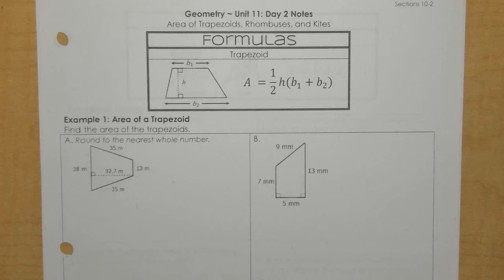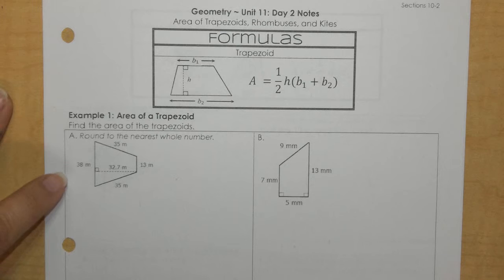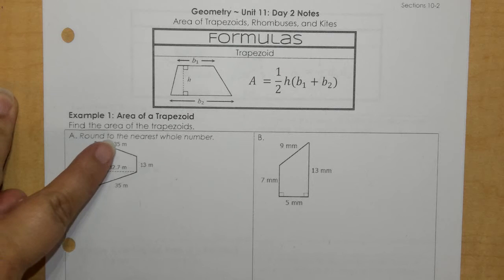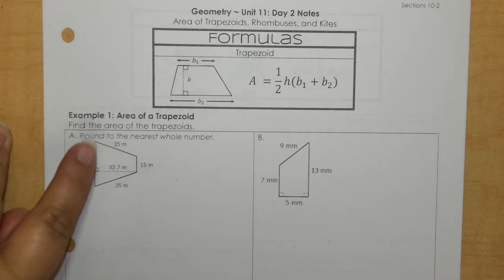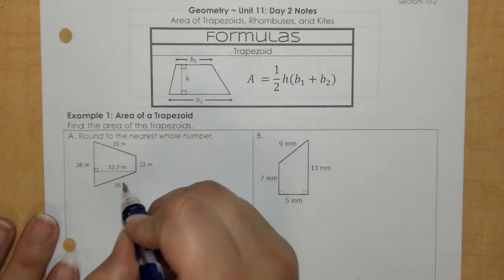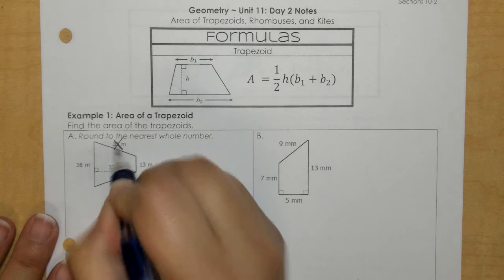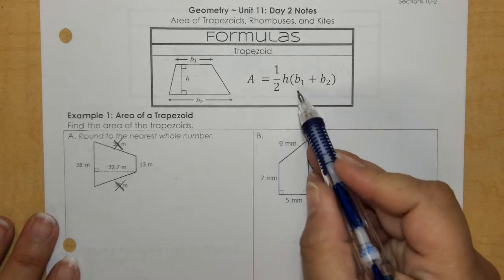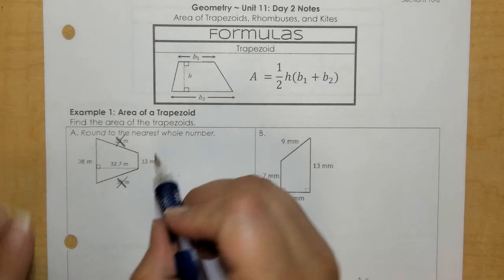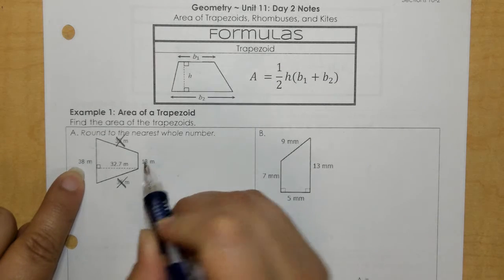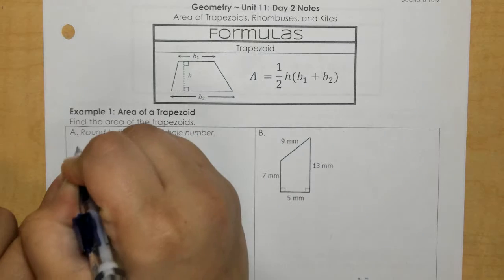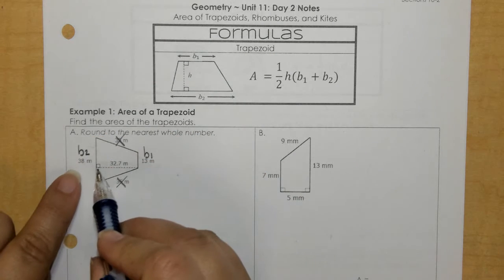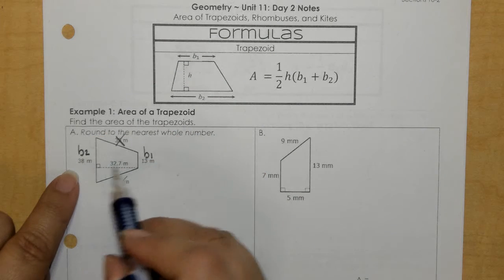Day 2 notes is area of trapezoids, rhombus, and kites. So for example 1, it says round to the nearest whole number, finding the area of this trapezoid. And so these two pieces of information that are 35 and 35, this is extra information. In the formula, it asks for your bases right here, okay? Your two bases are parallel from each other. So base 1 and base 2. And the height is the distance between the two bases.